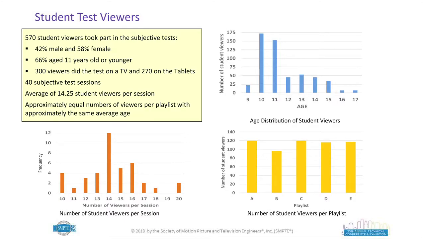Some stats on the students: 517 total, 42% were male, 58% female, and 66% were aged 11 years old or younger. And again, almost equal distributions between the viewers that did the test on the TV and the tablet. Let's look at some results.